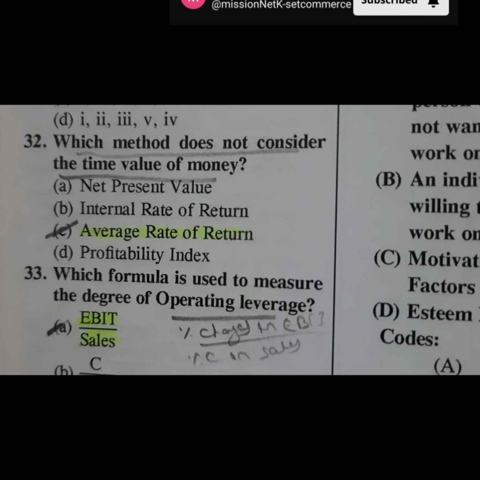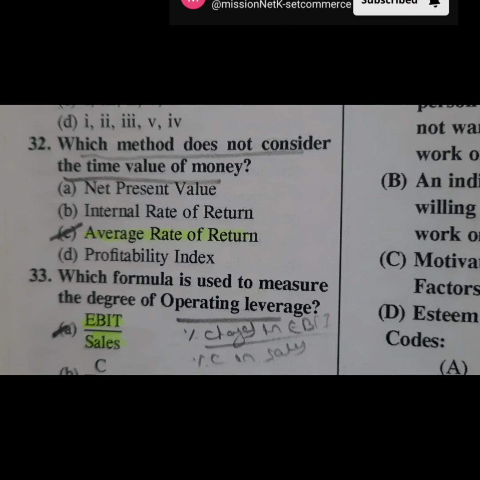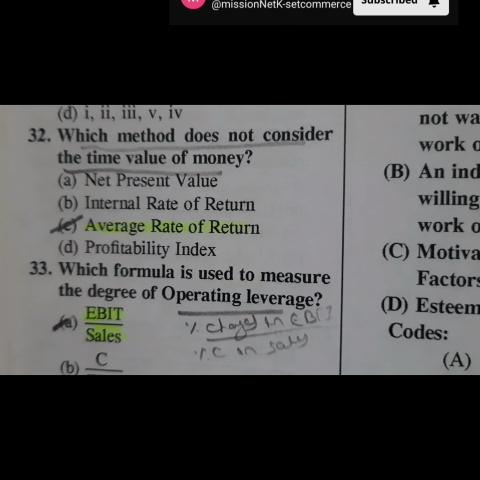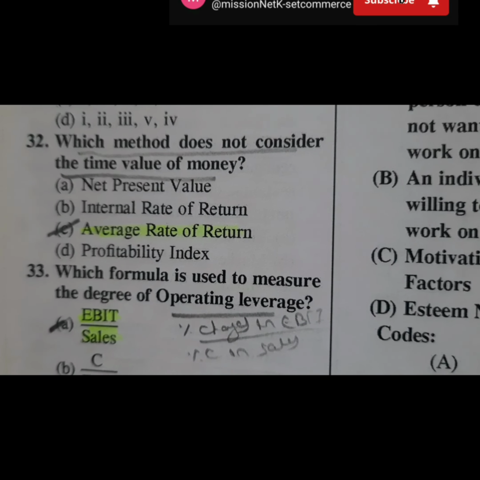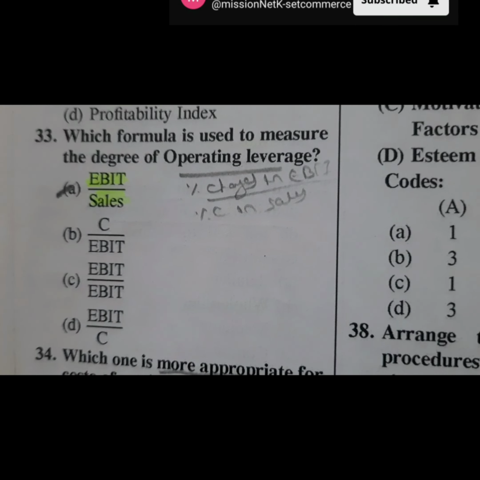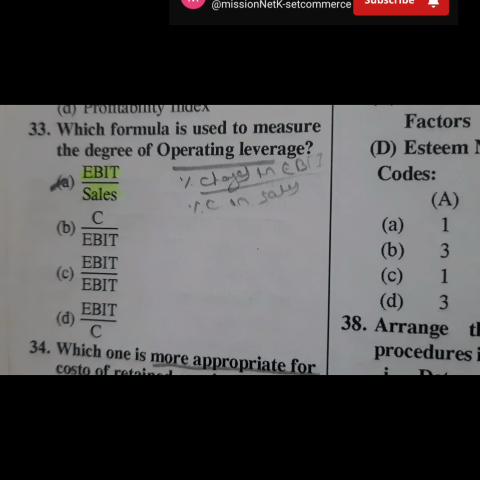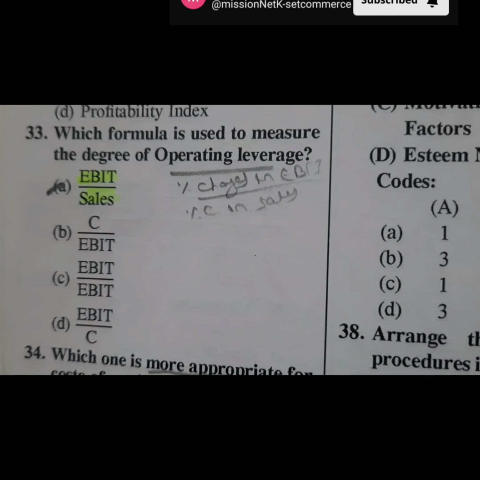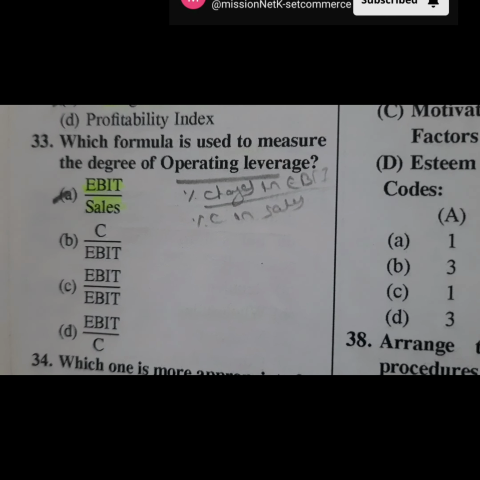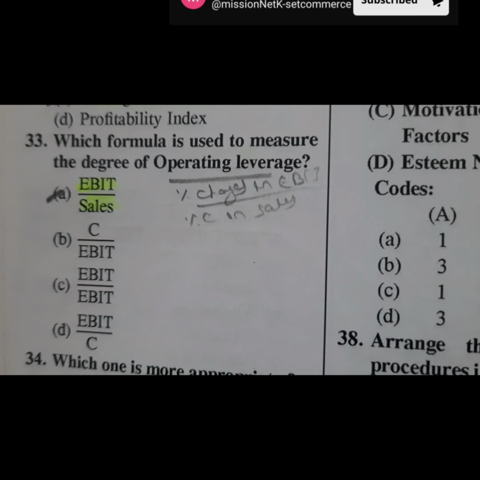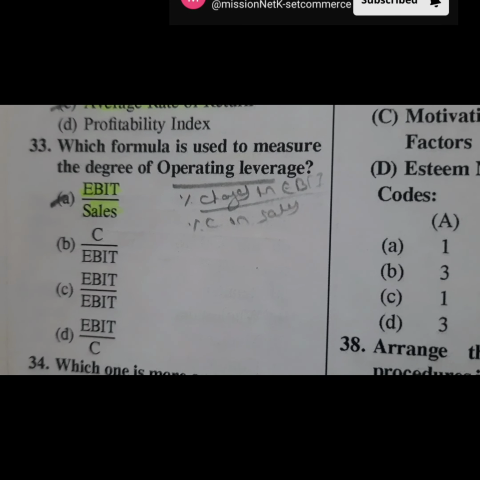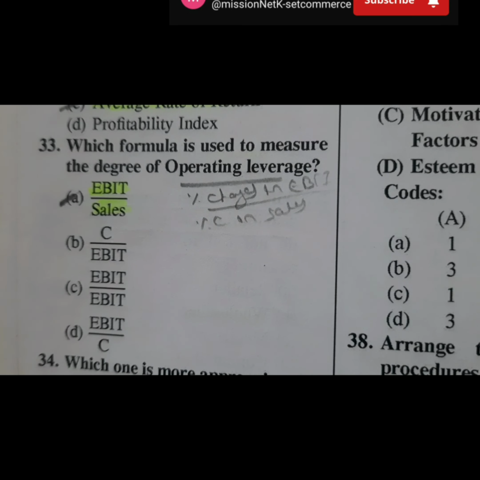Then the next question is, which method does not consider the time value of money? The right answer is option C, average rate of return. It does not consider the time value of money. Then the next question is, which formula is used to measure the degree of operating leverage? The right answer is option A, EBIT divided by sales, or percentage changes in EBIT divided by percentage changes in sales is used to calculate the degree of operating leverage.